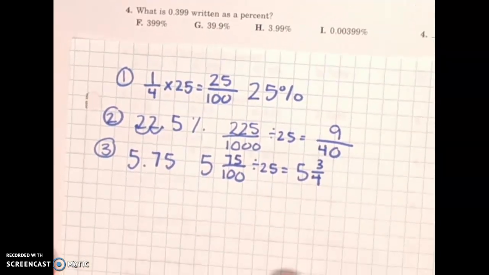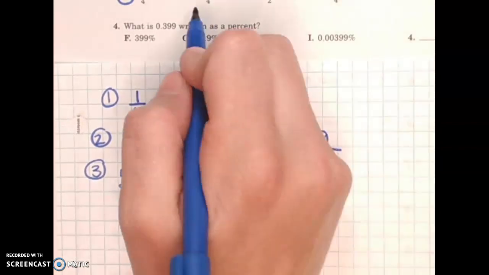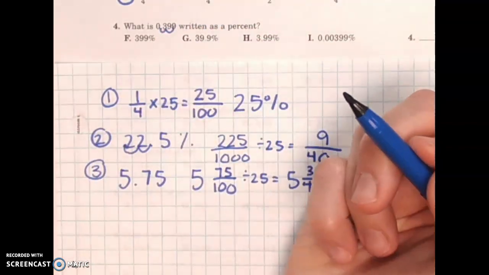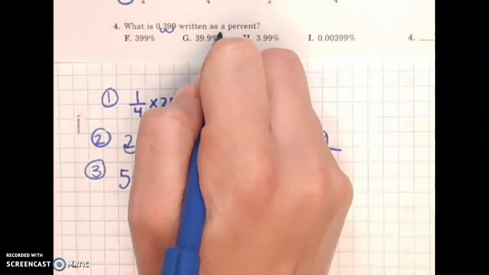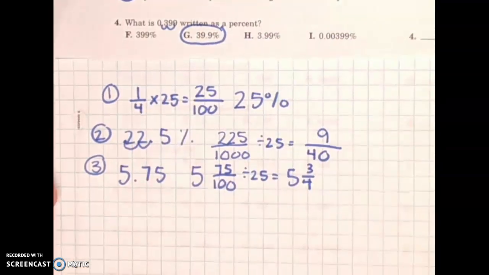Number 4. This one should be a nice simple one for you. 2 times to the right, we get 39.9%, which is letter G.